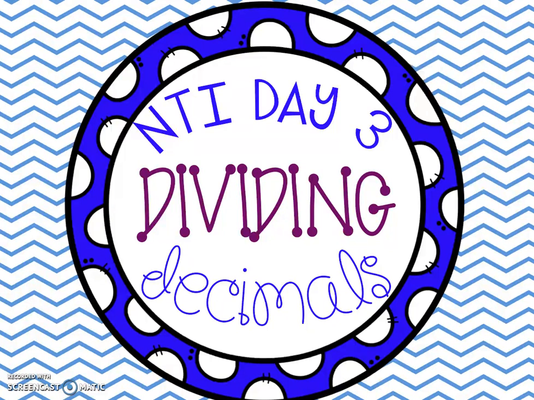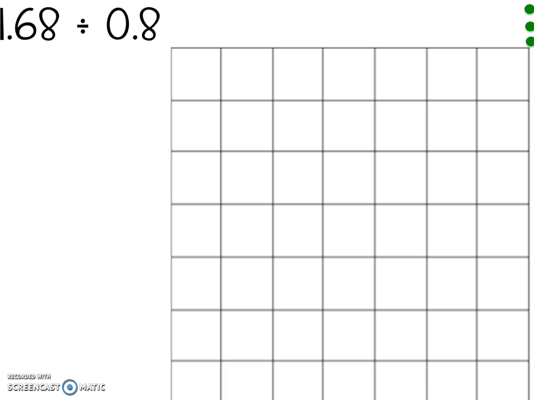So again, I'm going to recommend that we use graph paper just like we did when we set these up in class. Our graph paper just helps us keep everything all nice and neat and lined up. So I'm going to go ahead and start out with number 1. And number 1 is 1.68 divided by 0.8.